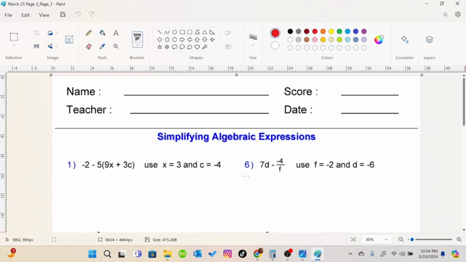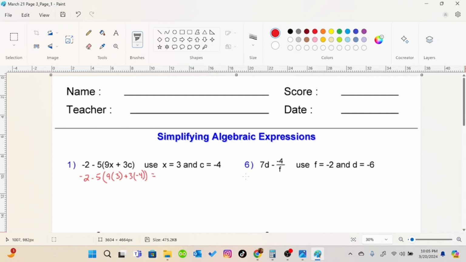On page 3, we're going to be simplifying algebraic expressions. And that simply means we're going to take the values they give us for the variables, and then we're going to simplify it out as far as possible. So for number 1, we have -2 minus 5 times 9. We're going to substitute 3 in for x, and we're going to substitute -4 in for c.